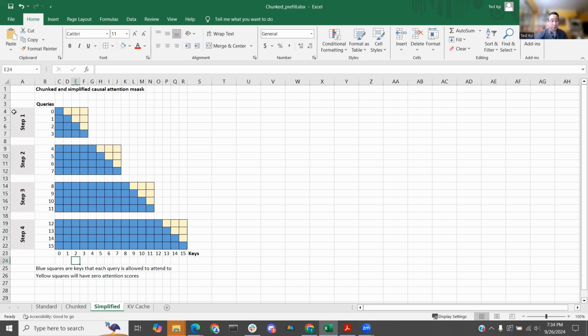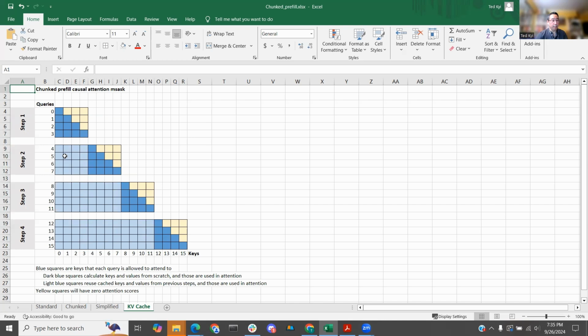So what I could do is, now that I'm talking about steps, if I complete this step, I have the keys and values for position 0, 1, 2, and 3. I could save these in memory, in some type of cache. And then when I get to step 2, I don't need to calculate these all over again. So with KV caching, in the light blue, we reuse the numbers that we already figured out in the previous steps. And this is the pattern for chunked prefill, where you break it up into smaller chunks, and the output from one chunk becomes the cached part for the next chunk.